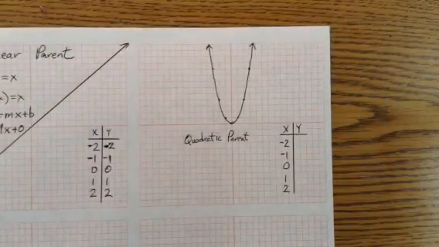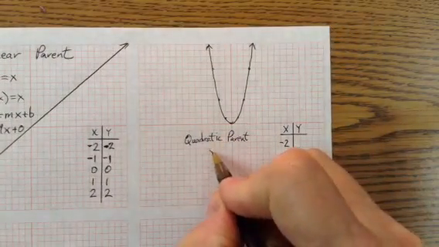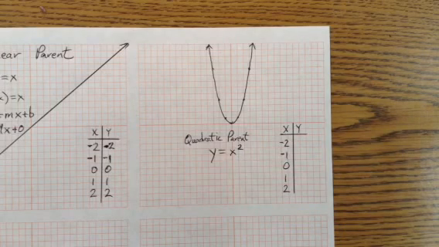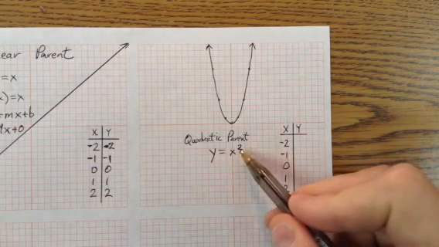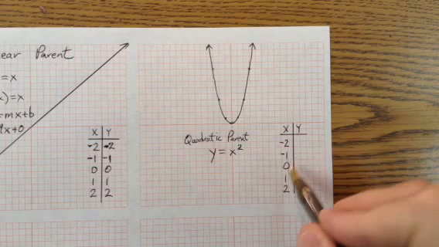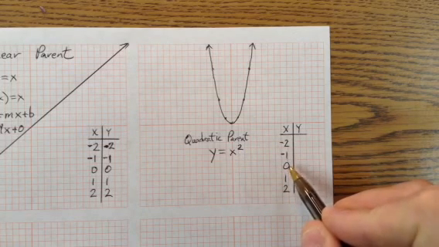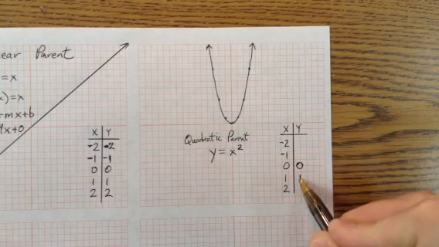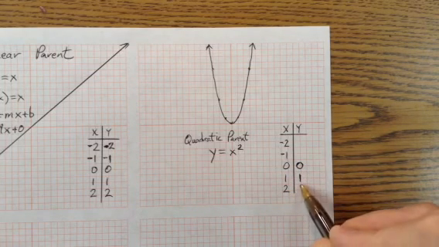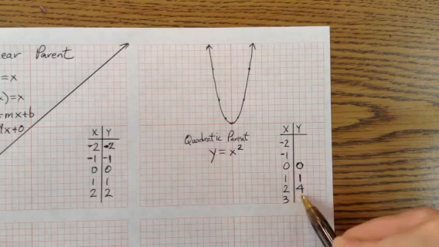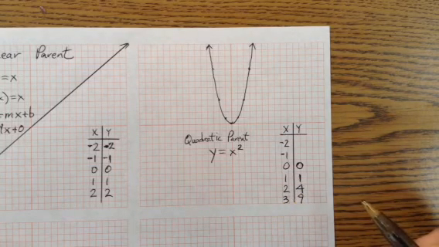Now let's look at the quadratic. The quadratic parent is the equation y equals x squared. So we're going to square things. We're going to multiply numbers by itself. So if we multiply 0 by itself, 0 times 0 is 0. 1 times 1 is 1. 2 times itself is 4. And if we extend that, 3 times itself is 9.